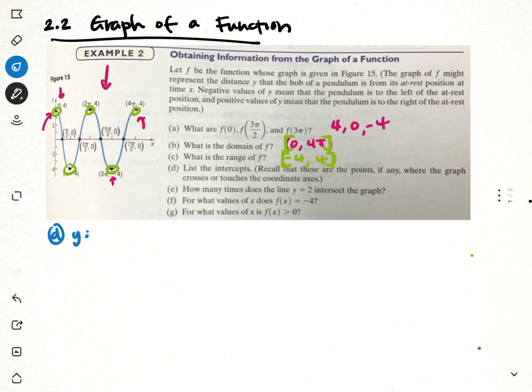So let's do the y-intercept first. The y-intercept is here. It's 0, 4. So the y-intercept is 4. The x-intercepts, we have multiple ones, right? We have 1, 2, 3, 4 different ones. There's one at pi over 2. There's one at 3 pi over 2. There's one at 5 pi over 2. And you see there's a pattern here that should be 7 pi over 2.